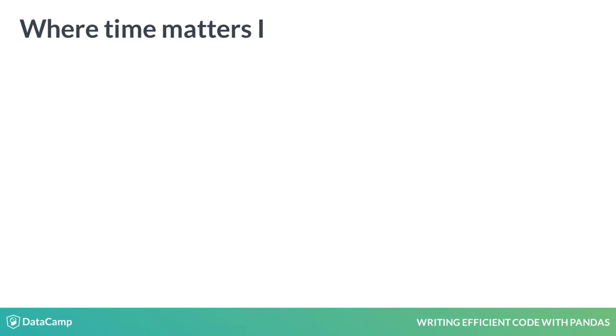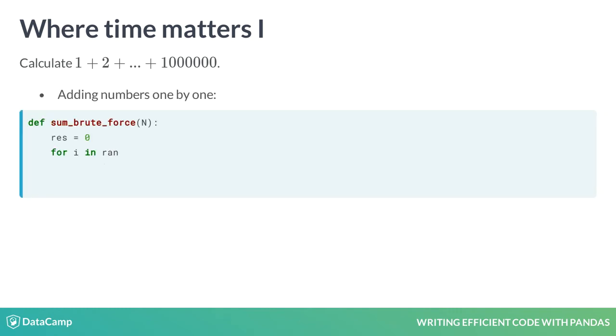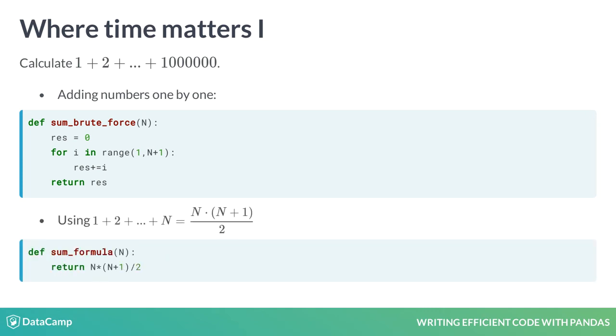We're interested in calculating the sum of all consecutive positive numbers from 1 to 1,000,000. The most intuitive way to do it is by brute force, adding each number to the sum one by one. A more clever way to proceed is to use a well-known formula. When we want to calculate the sum of all the integer numbers from 1 up to a number, let's say capital N, we can multiply capital N by capital N plus 1 and then divide by 2. And this will give us the result we want.